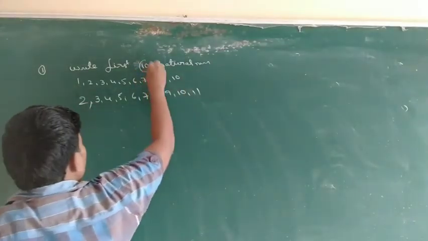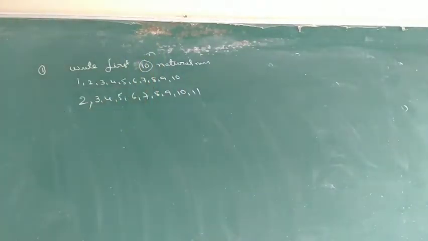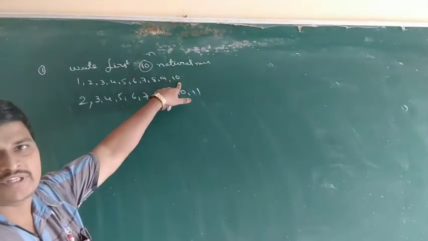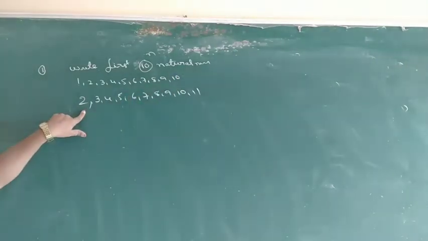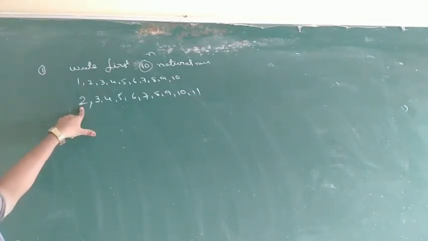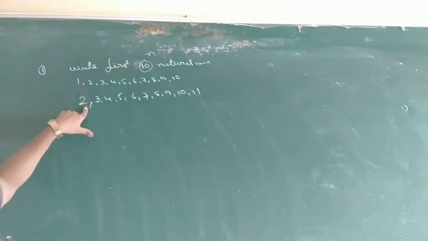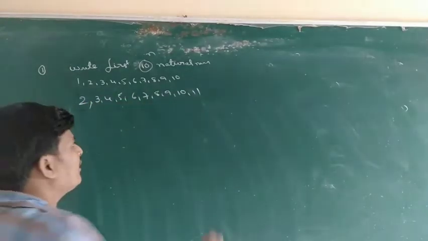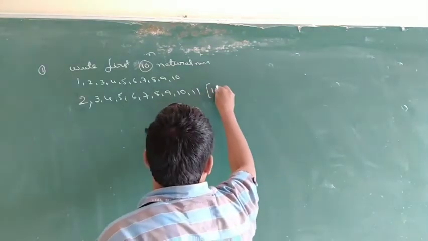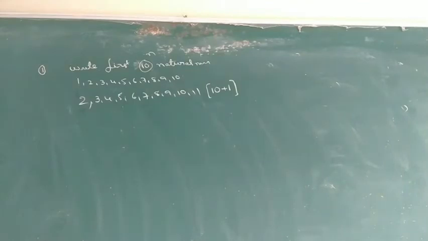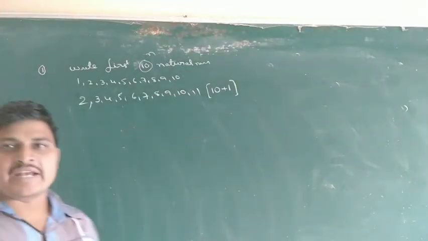So here n is equal to 10, for example. Starting from 1 to 10 means 10 numbers only. So 10 numbers with starting number 2. First number 2. So what is the last number? 11. 11 means what? 10 plus 1. So for example, write n numbers.